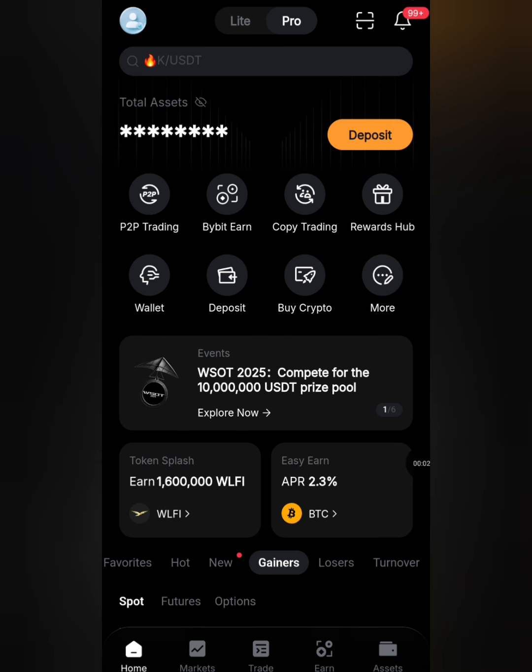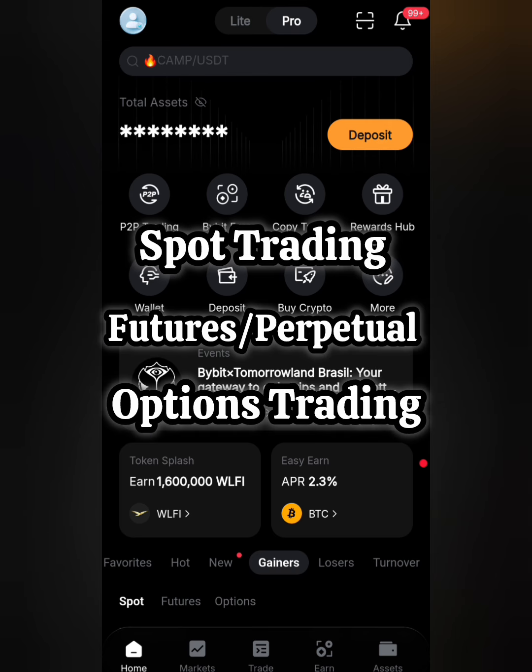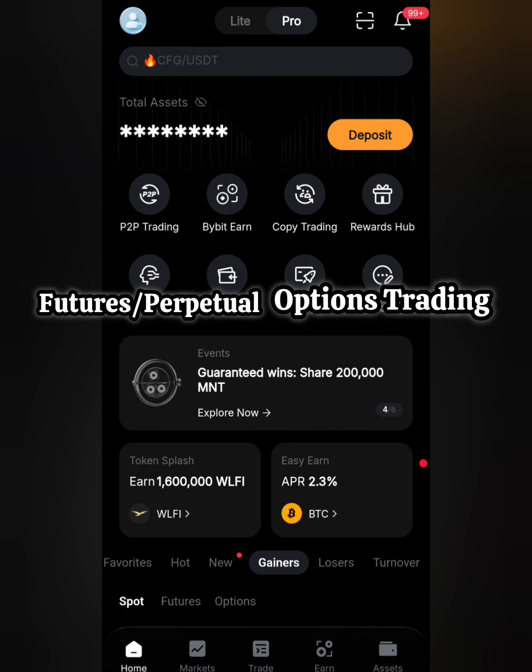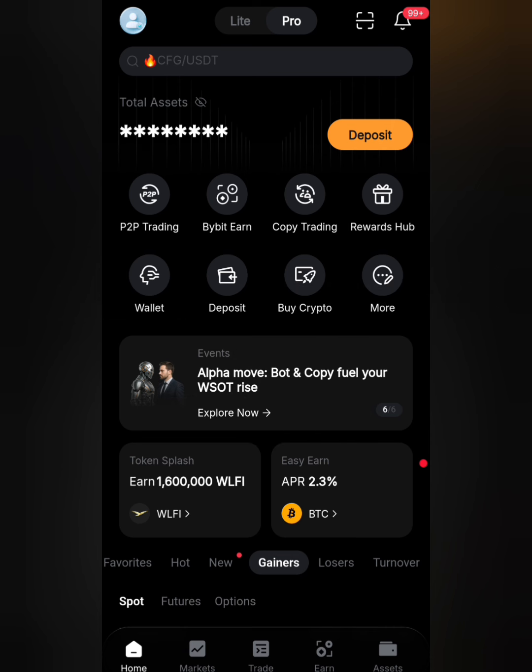Now, on a centralized crypto exchange like Bybit, Binance, Gate.io, and the rest, we have about three types of trading. We have spot trading, we have futures and perpetual, and we also have options trading on most centralized exchanges. The futures and options trading are also known as derivative trading, because you're predicting the price movement without actually buying the token itself. Futures and options trading are very risky because you can make money fast and at the same time you can lose all your funds quickly. That's why they are very risky.